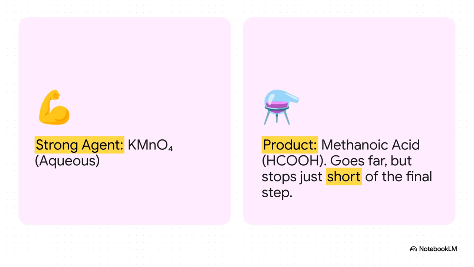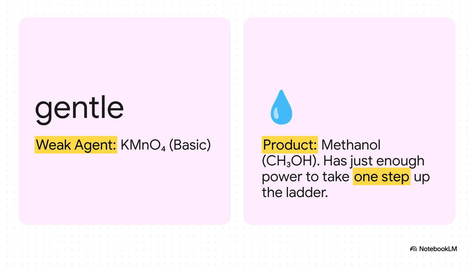Okay, now let's dial back the power just a little bit. We'll use a strong agent, like aqueous potassium permanganate. The reaction is still really powerful, and it climbs way up the ladder, but it stops just one step short of the absolute top, giving us methanoic acid. And finally, let's be really gentle.